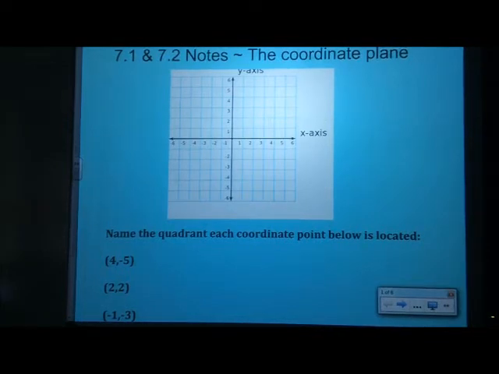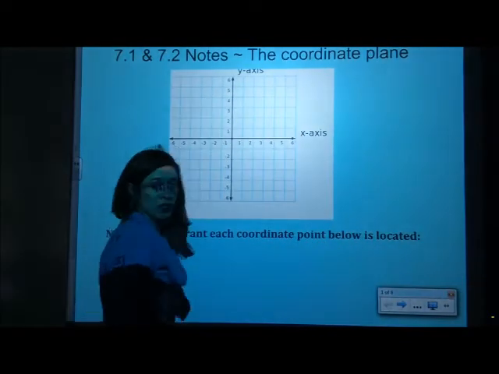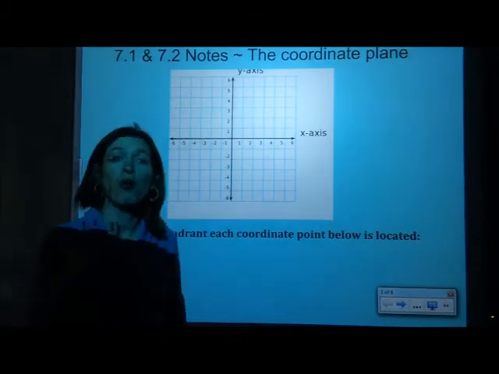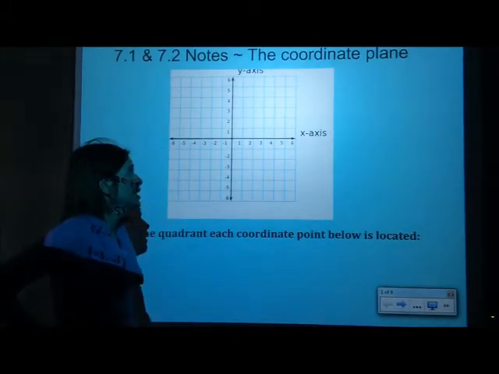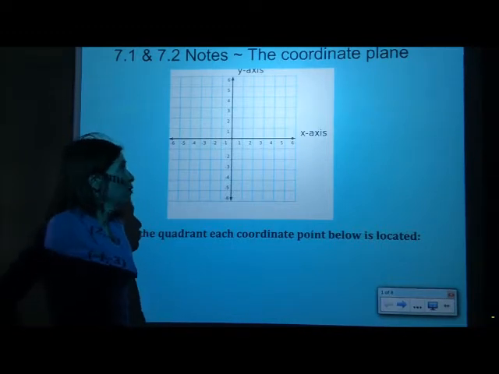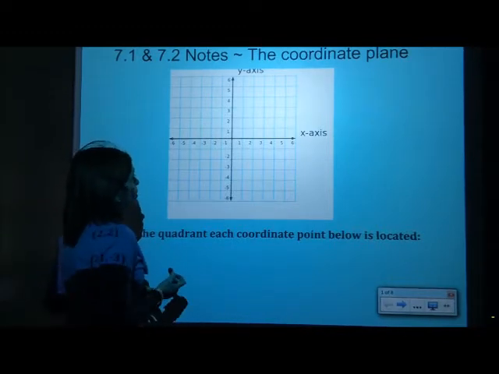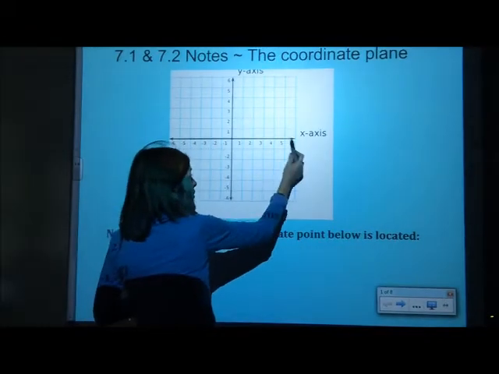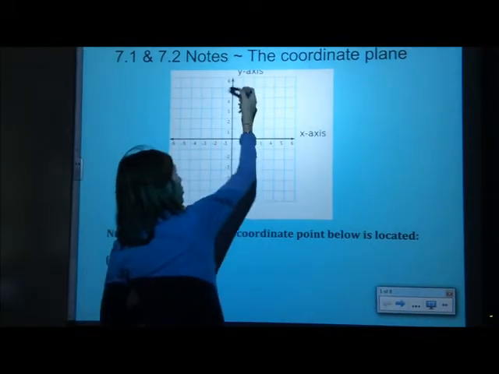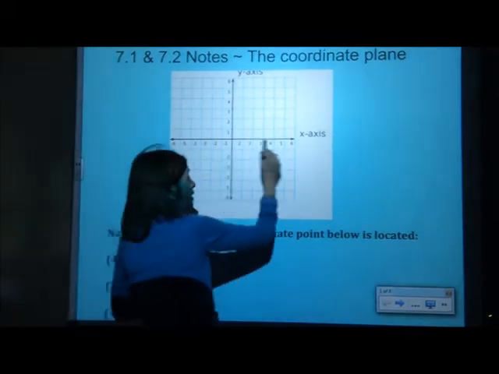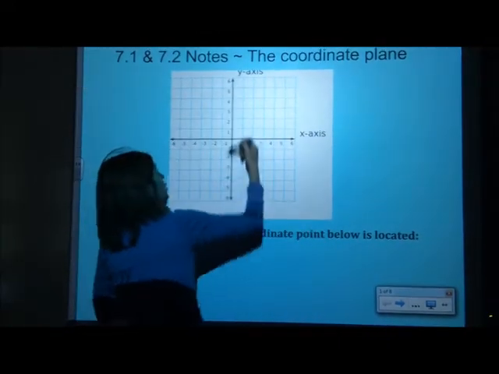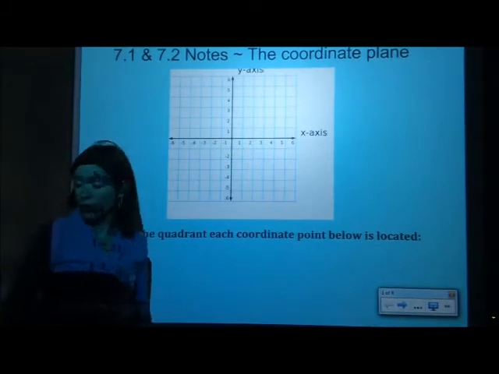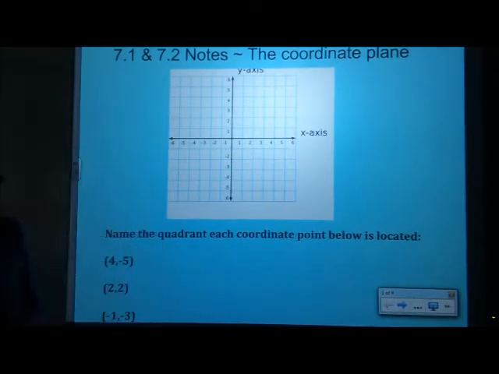Okay, everybody, so today in class we had started chapter 7 and we talked more about the coordinate plane, which we're going to be doing a lot of in the next couple of weeks. So let's just review a little bit of what we talked about. We talked about this coordinate plane, which was a number line going left to right and a number line going up down. We called the left right line the x-axis. We called the one going up down the y-axis.